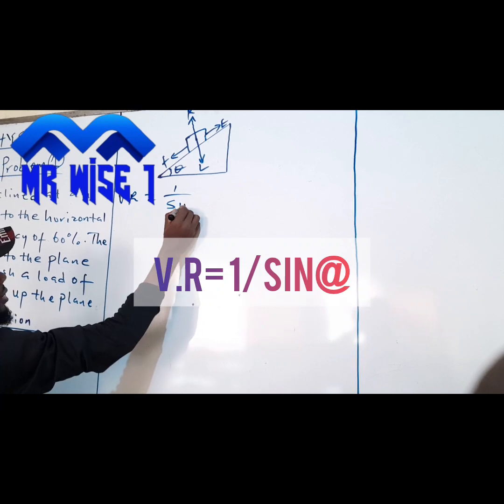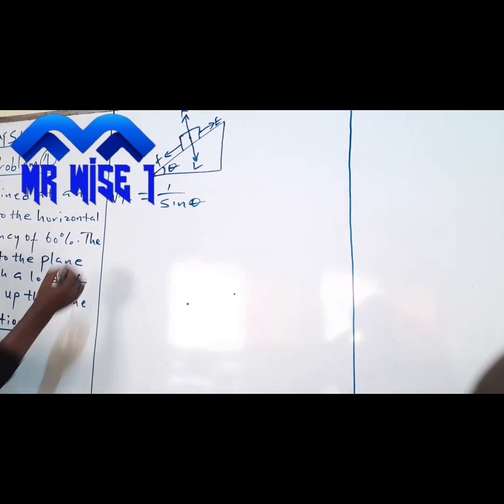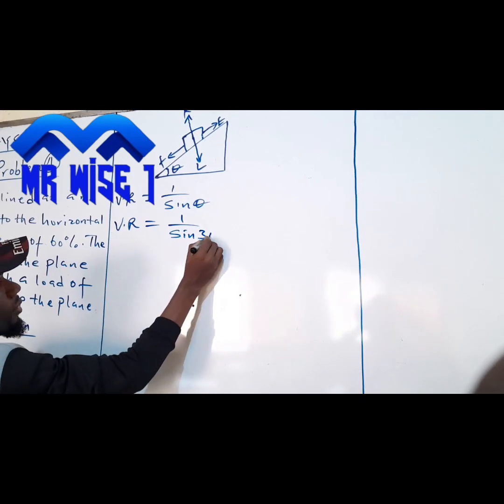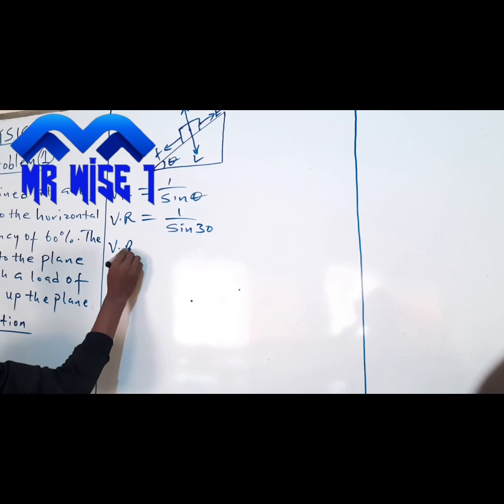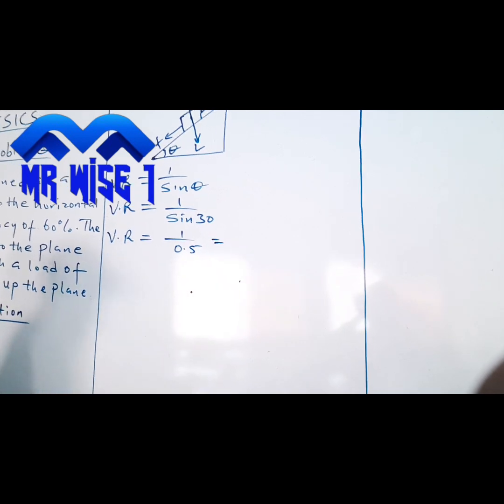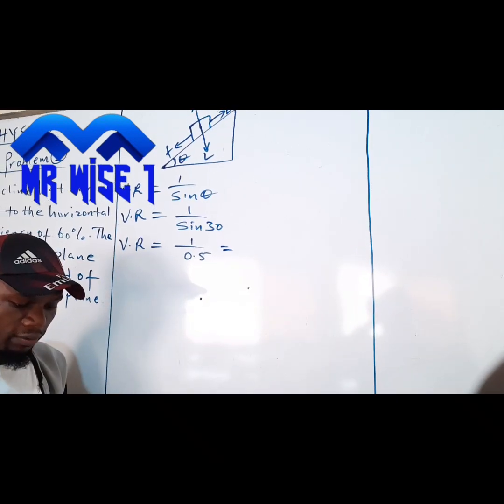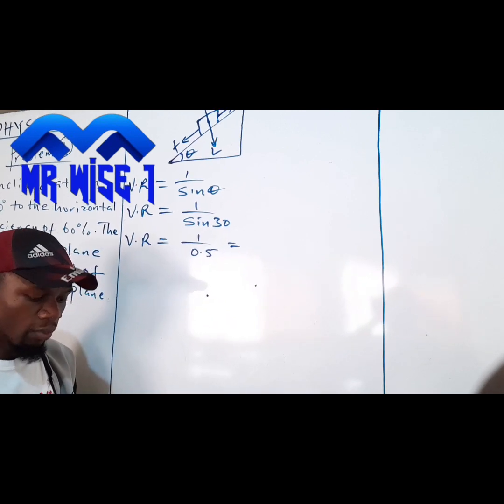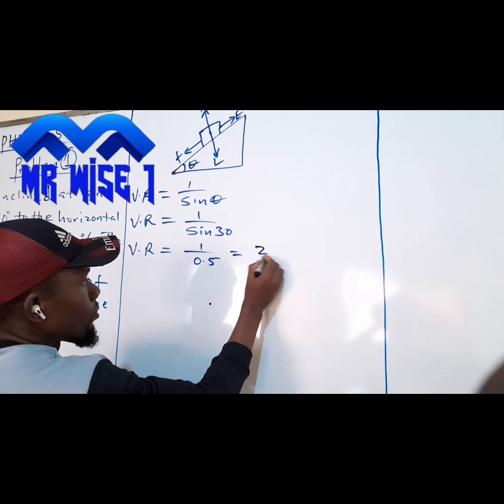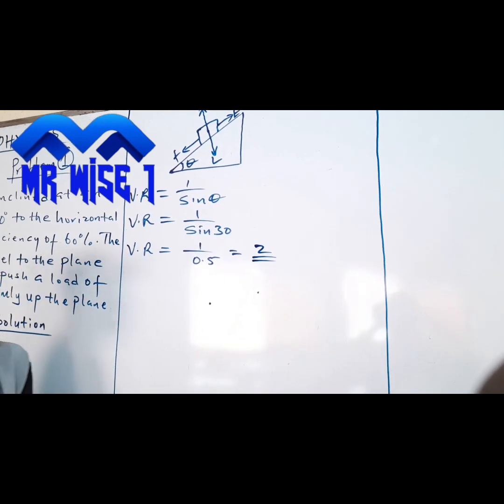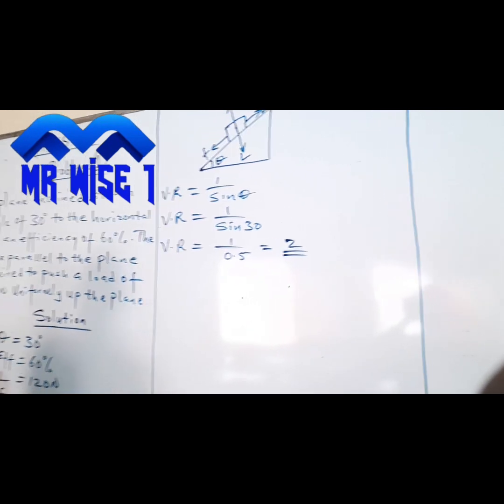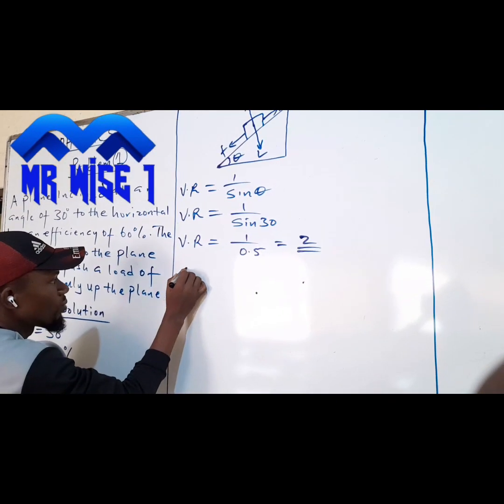So from this, my velocity ratio is 1 over sine theta. So my velocity ratio is equal to 1 over sine 30. My velocity ratio is equal to 1 over 0.5. On my calculator, sine 30 is 0.5. So 1 divided by my answer, I have 2. So my velocity ratio is 2. As you can see, my velocity ratio doesn't have SI units. It has no units.